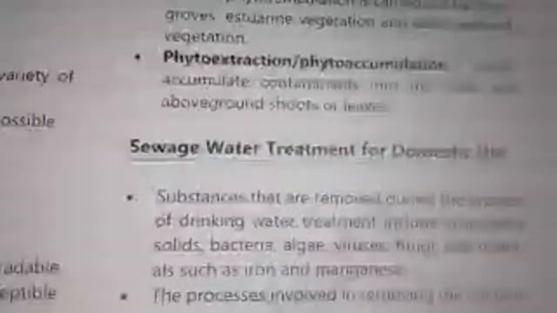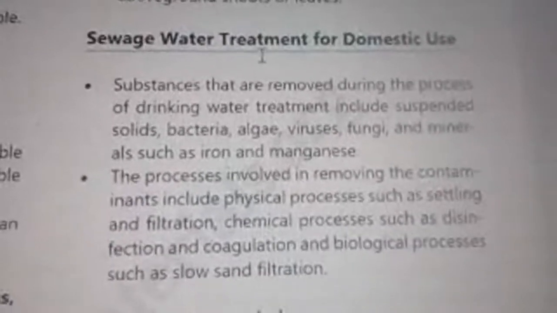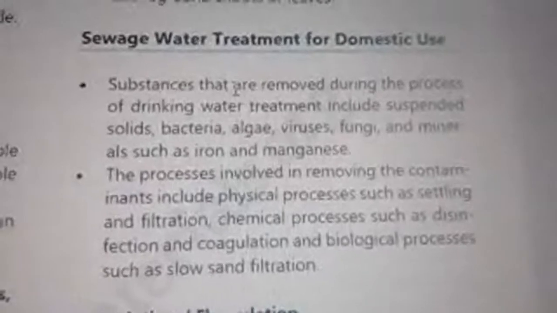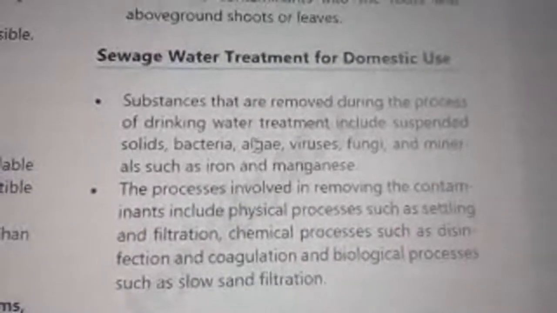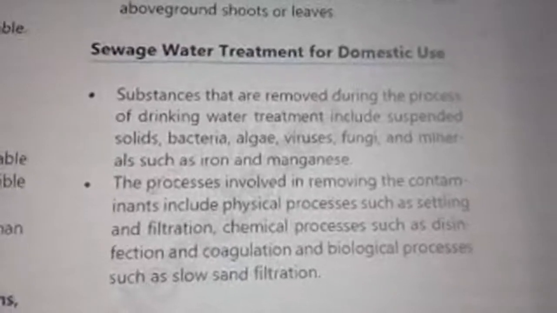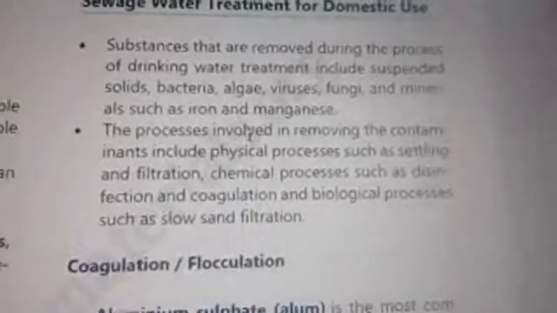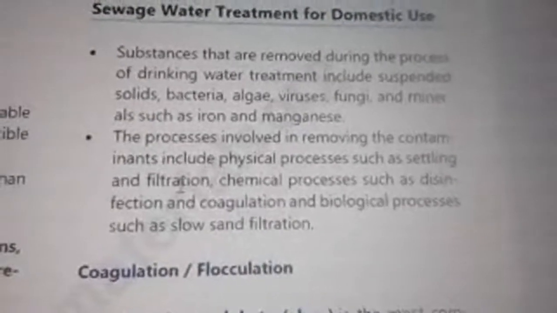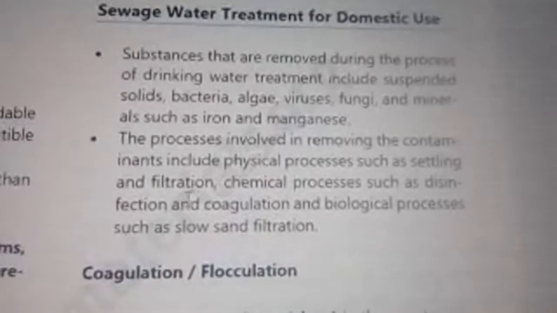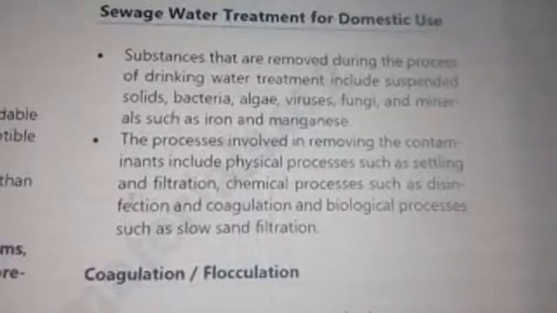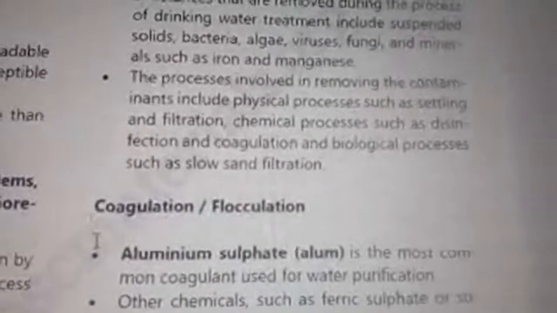Sewage water treatment for domestic use. Substances that are removed during the process of drinking water treatment include suspended solids, bacteria, algae, viruses, fungi, and minerals such as iron and manganese. The processes involved in removing the contaminants include physical processes such as settling and filtration, chemical processes such as disinfection and coagulation, and biological processes such as slow sand filtration.